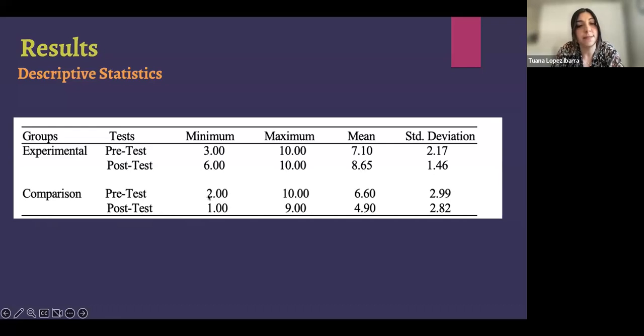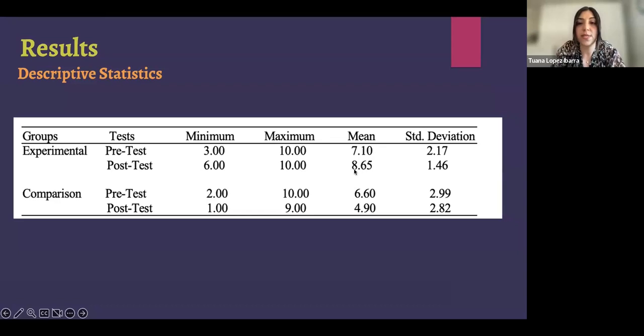And in the post-test, the minimum score was 1 and the maximum score was 9 actually. And the mean scores were different here. As we see in the pretest, it was 6.6, but in the post-test it was 4.9. So when we see the pretest results of the experimental and comparison groups, we see that it was 7.1 and 6.6. So they were kind of similar.